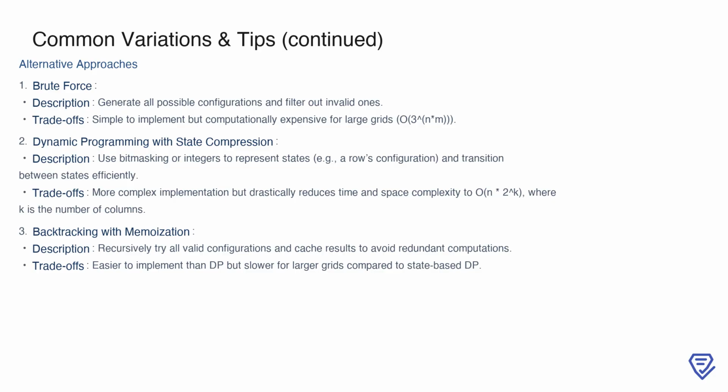A more efficient alternative is dynamic programming with state compression. By using techniques like bit masking or integers to represent the configuration of a row, you can significantly reduce both time and space complexity. This approach transitions between states efficiently and scales well for larger grids, though it comes with increased implementation complexity. Another option is backtracking with memoization, where you recursively try all valid configurations while caching results to avoid redundant computations. While easier to implement than dynamic programming, backtracking is generally slower for larger grids, making it less suitable as grid sizes grow. Each of these techniques has its trade-offs, so the choice depends on the problem constraints and requirements.